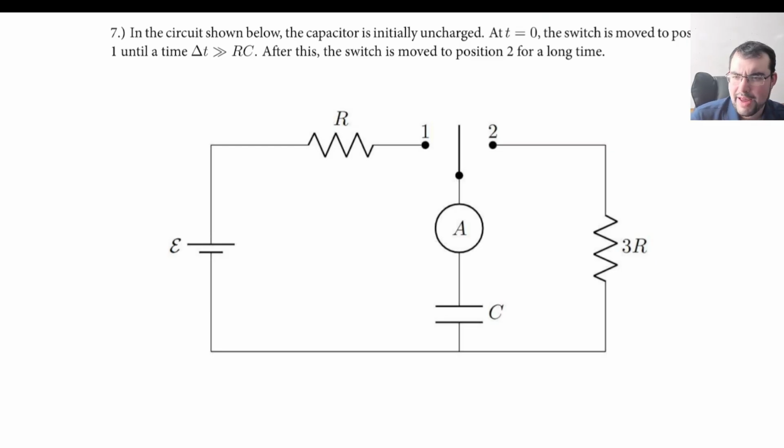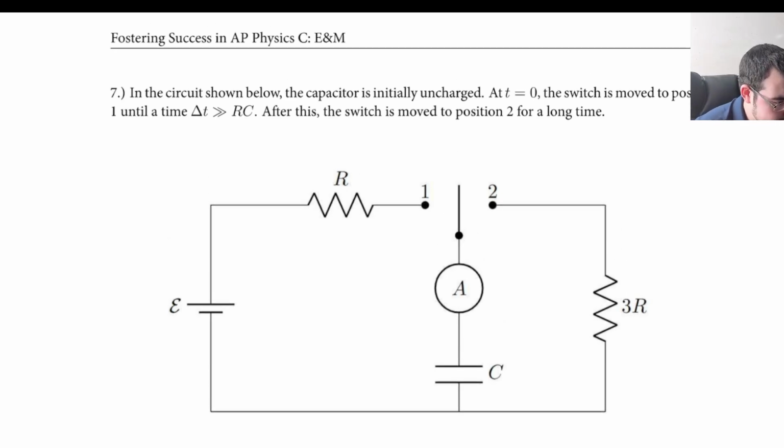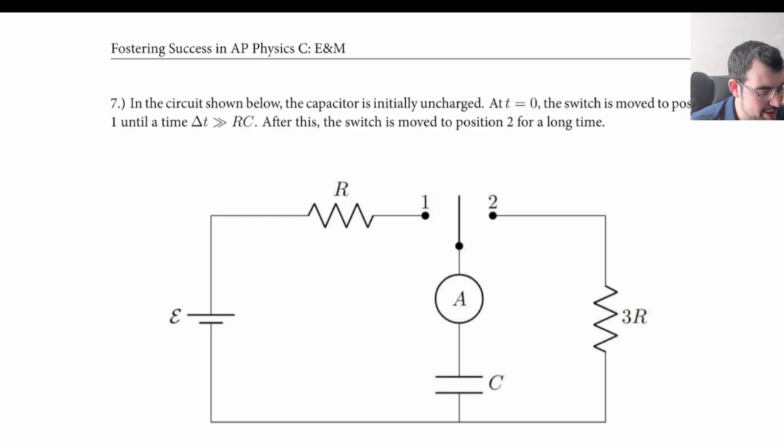All right, so here we have the first of many of these multi-switch problems, where you can have your switch in multiple states of this RC circuit. So in our first situation, it says we have an uncharged capacitor, and at t equals 0, we flip the switch over to position 1. So that's going to cause the capacitor to charge.